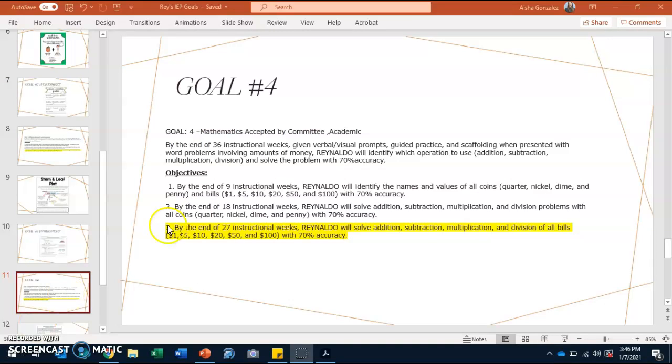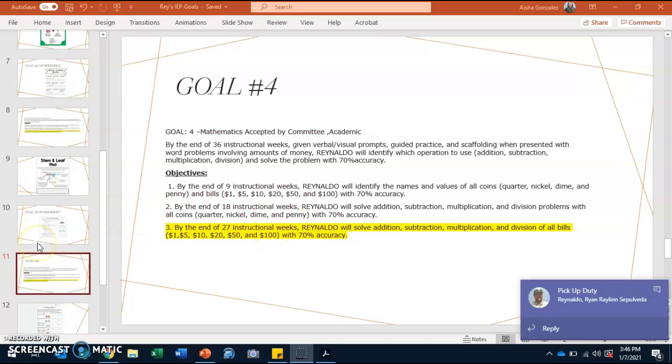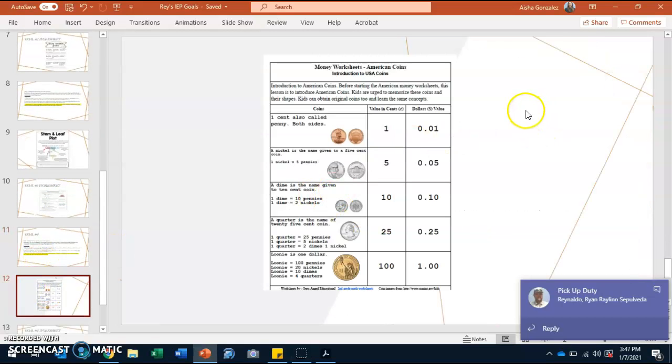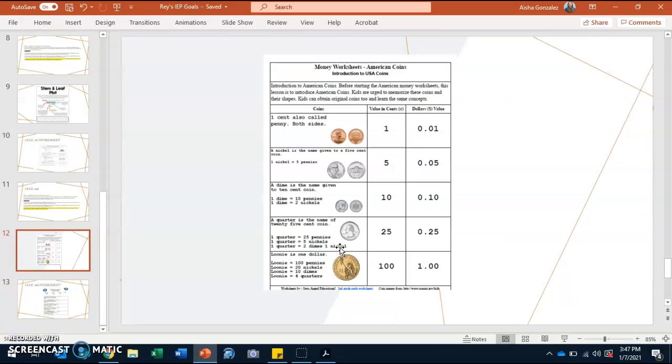So for goal number 4, Ray, we are going to continue talking about and solving addition, subtraction, multiplication, and division of all bills, like 1s, 5s, 10s, 20s, 50s, and 100s in this goal. So here we have an anchor chart telling us what the value of these coins are.